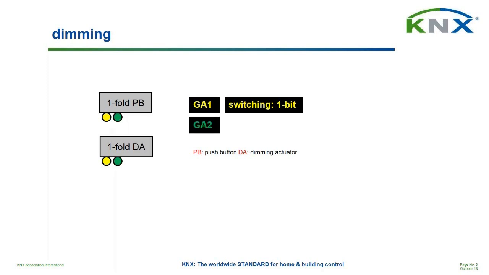And another set of objects will then exchange via group address 2 relative dimming or control dimming information, which has a length of 4-bit. Dimming is, by the way, this very function here is what I will also illustrate with ETS later on. So I will also use there these two types of objects, so 1-bit and 4-bit.